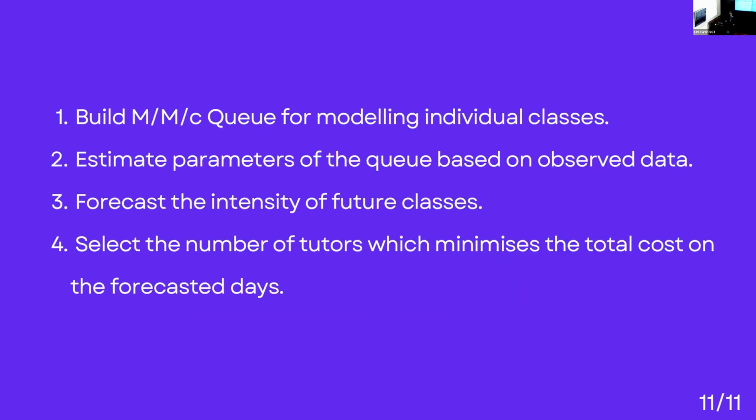Okay. So in summary, we have 4 steps. Build an MMC queue. We estimate the parameters from some real data, which I didn't really show here. 3, we forecast the intensity using some method, and I'm sure there are many other suggestions. And finally, we select the number of tutors which minimizes some total cost over these forecasted days. So thank you.